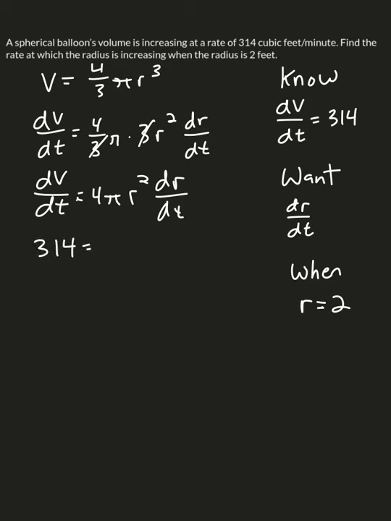Now I can do a quick substitution, so I'm going to plug in my 314 for dV/dt, and dr/dt is our unknown that we're solving for. We know that the radius is 2 feet at this moment, and now I have everything in terms of just one variable, so I can go ahead and solve for dr/dt.